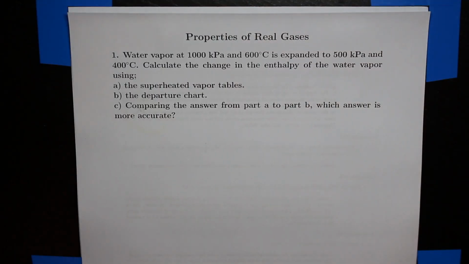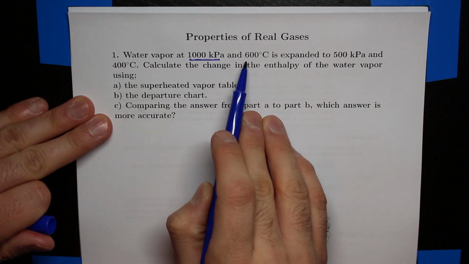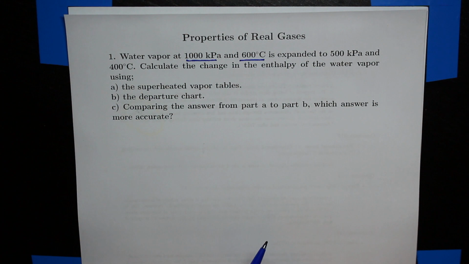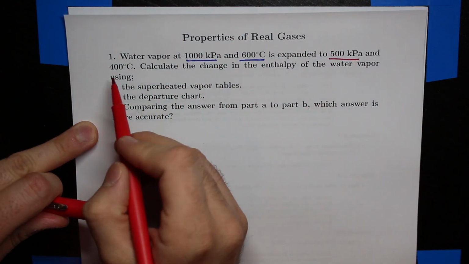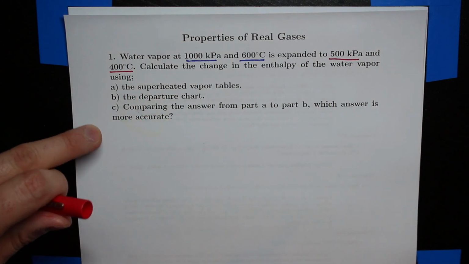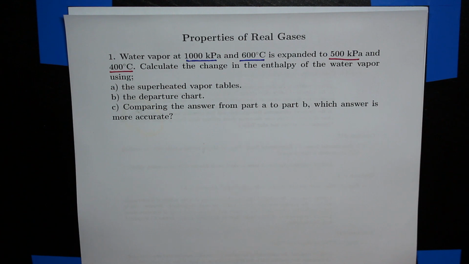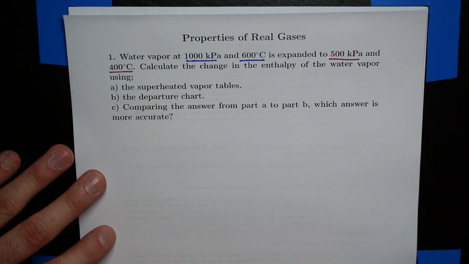In this problem, we are going to study water vapor at two different states. This is state 1, pressure of 1000 kPa and temperature of 600 degrees C. And in state 2, the pressure is reduced to 500 kPa and temperature of 400 degrees C. So this is state 2 and pressure and temperature. The question is asking for the change in enthalpy or H for this water vapor.